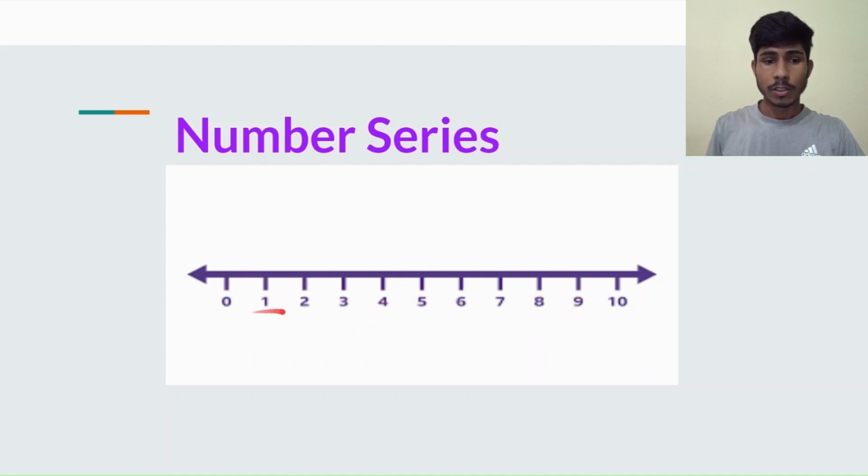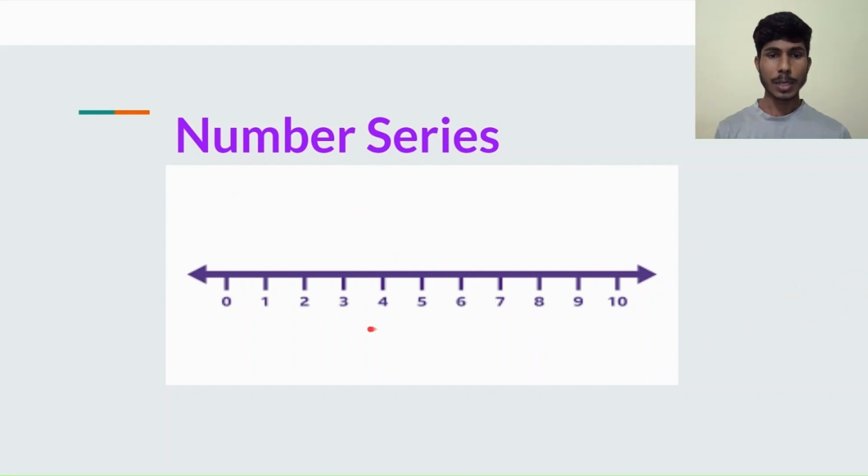You will have 0, 1, 2, 3, 4, 5, 6, 7, 8, 9, 10, and on the right side you will have 11, 12, 13, 14, 15, 16, 17. It keeps on growing and we'll get higher and higher numbers. This is number series. Okay, and numbers on the number series keep on increasing from left to right. That means any number on the number series will be higher than all its previous numbers.